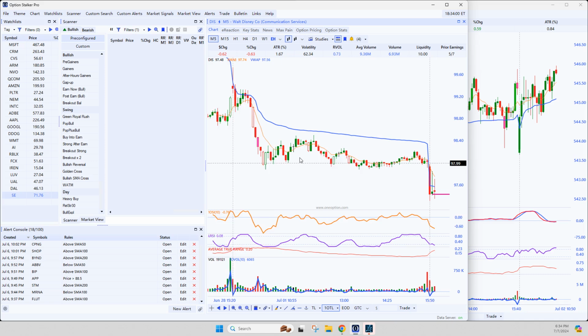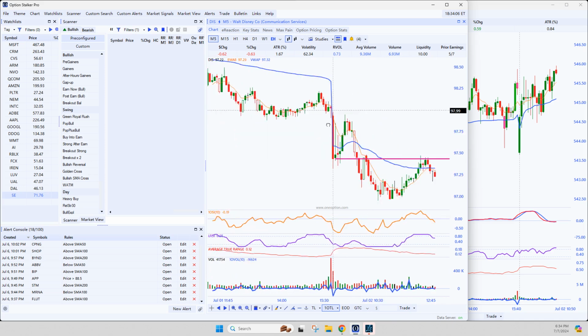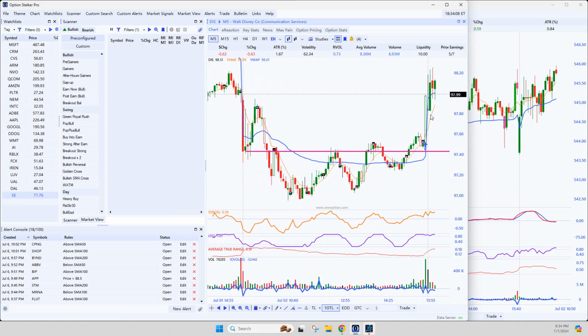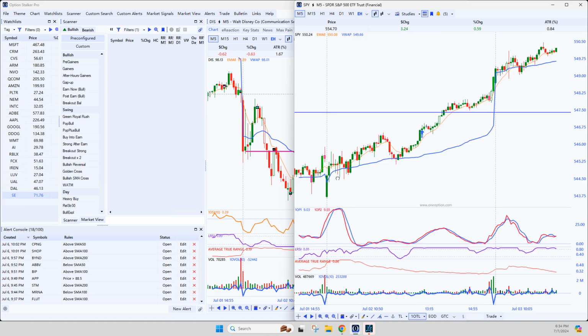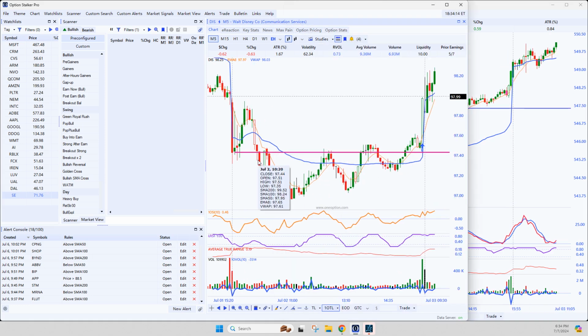But I held the stock because I saw the weakness below the 200 SMA, and I sold it on July 2nd at 10:08 a.m. So we can see what Disney's doing there and what SPY is doing. So I sold it at 10:08, this bar right here, at 97.81 and made a 35-cent profit.